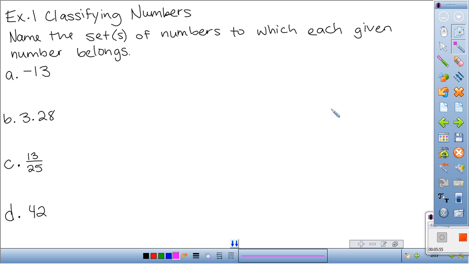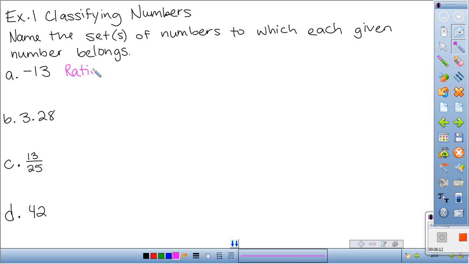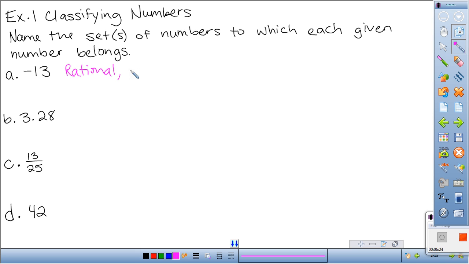Negative 13. So where I always like to start is: is it rational or irrational? Well, it's not a crazy number. Negative 13 isn't crazy at all. So I'm going to start with rational. It's definitely a rational number. Then we want to look, is it an integer? Well, sure. Integers are negative or positive numbers, including 0. No fractions, no decimals. Negative 13 isn't a fraction or a decimal, so it is an integer.